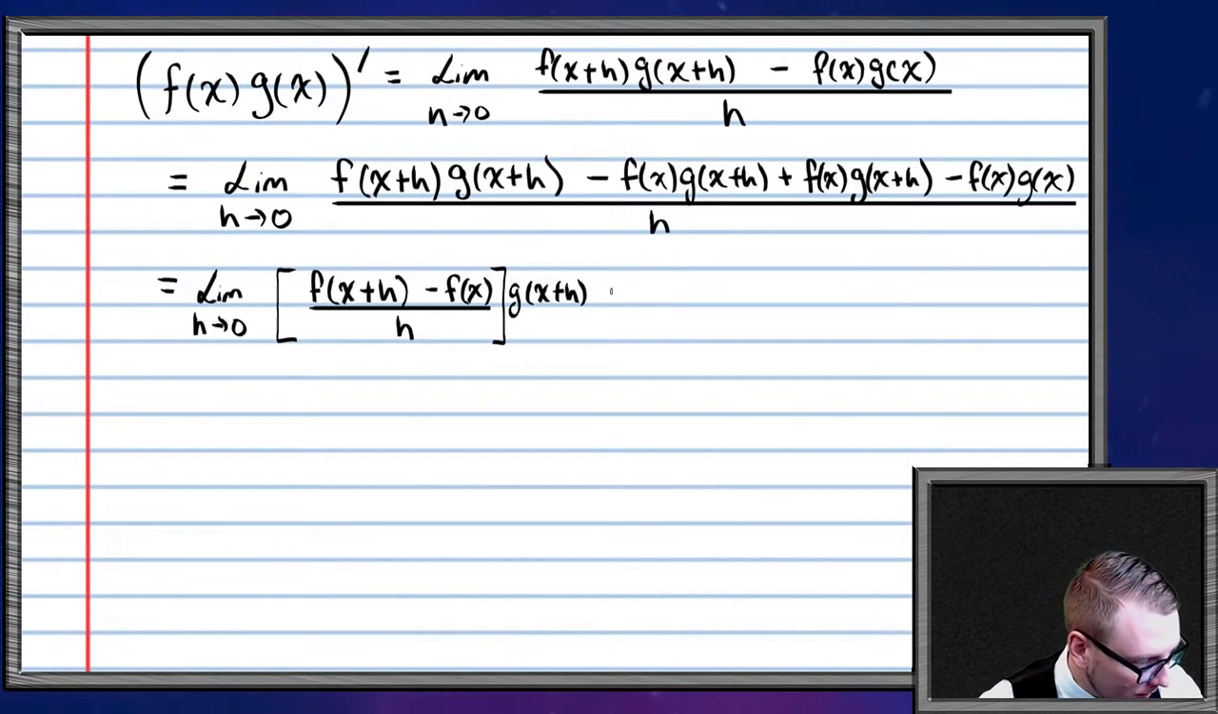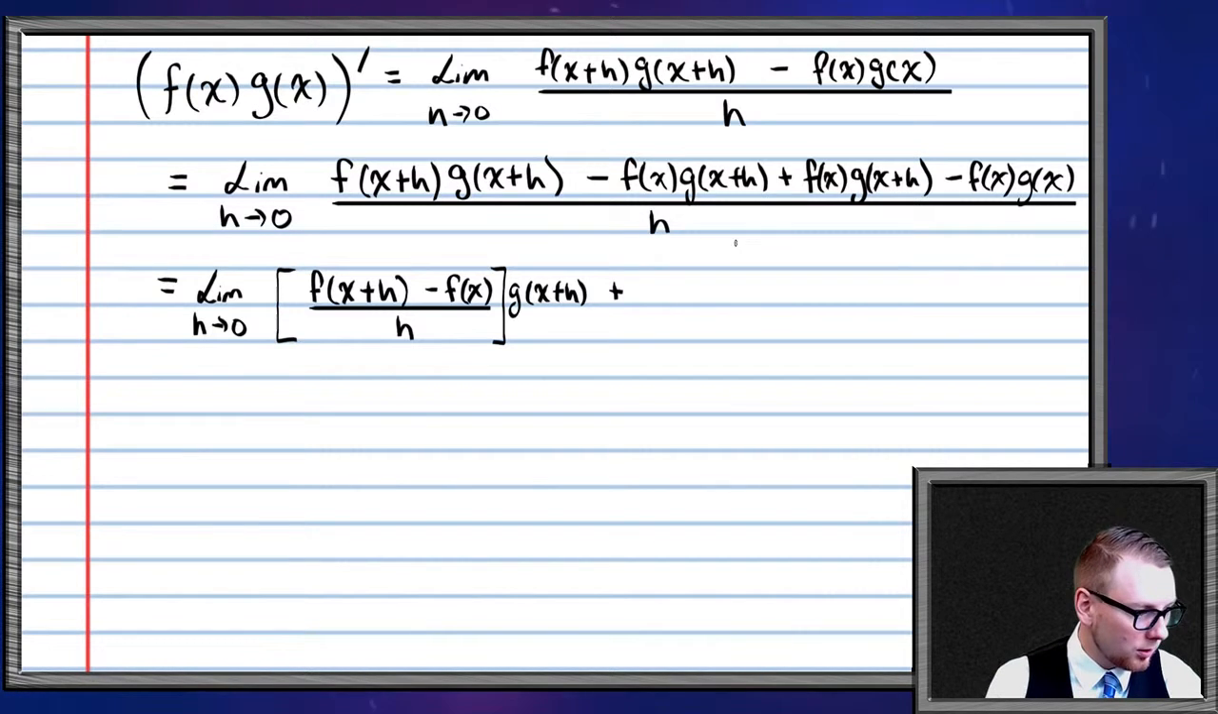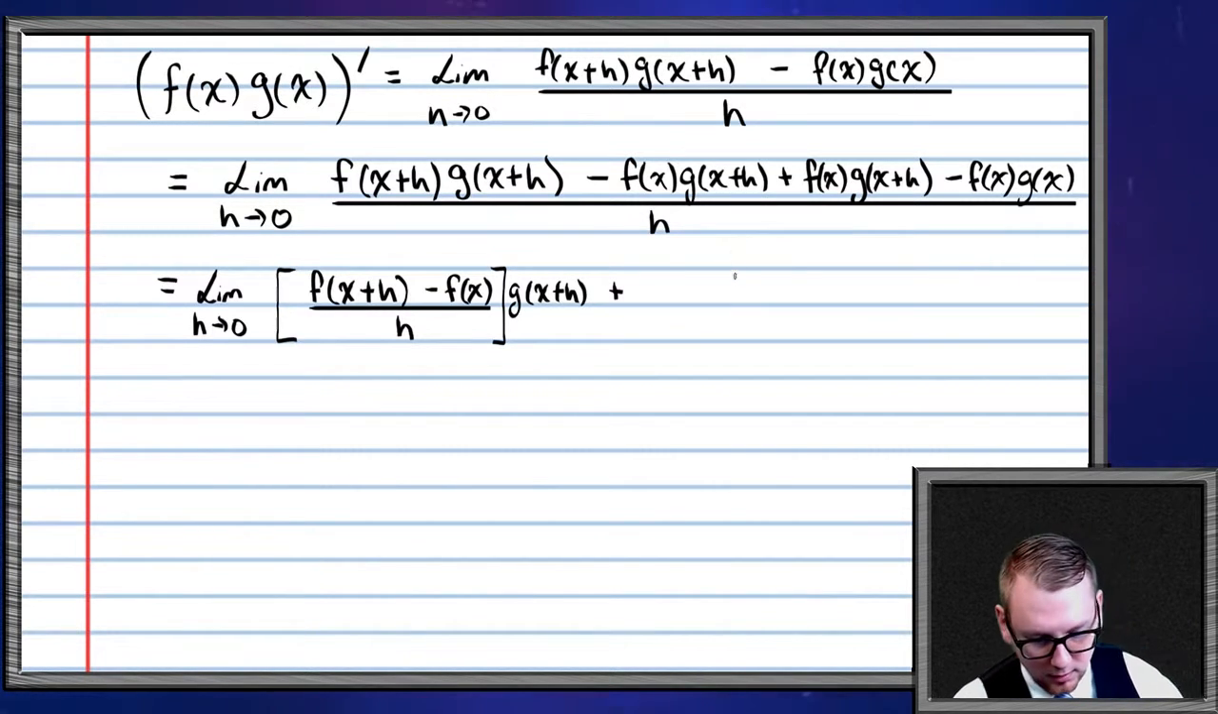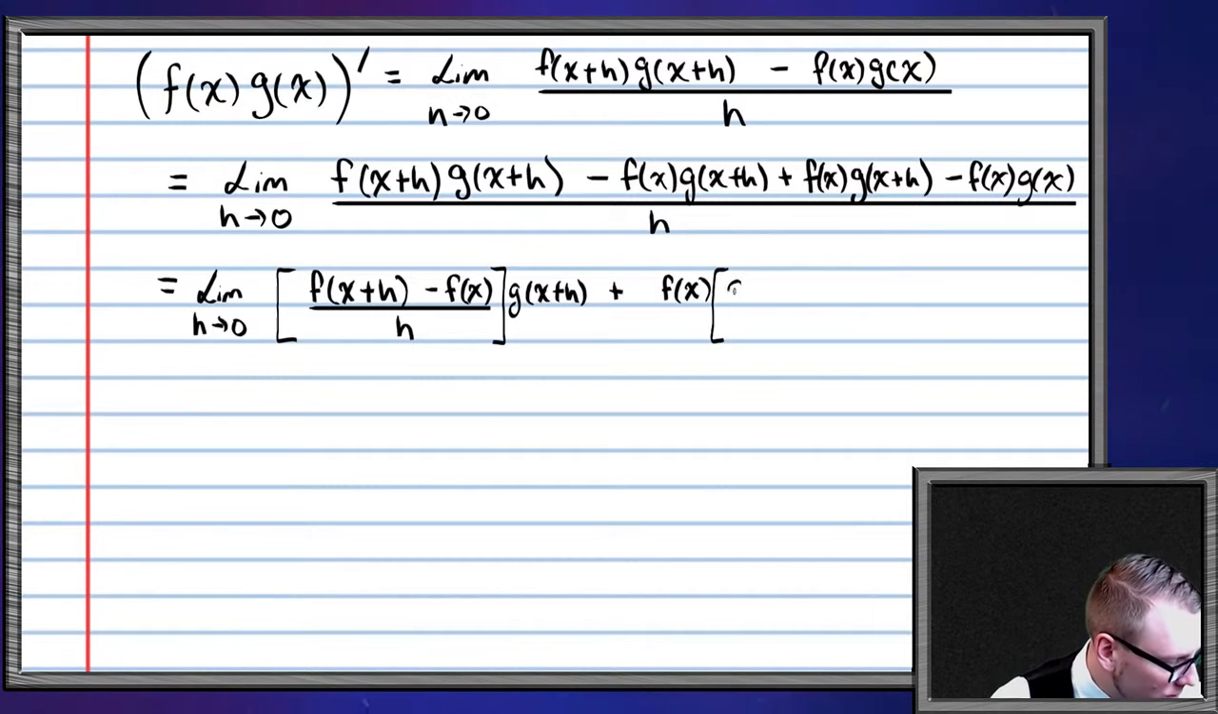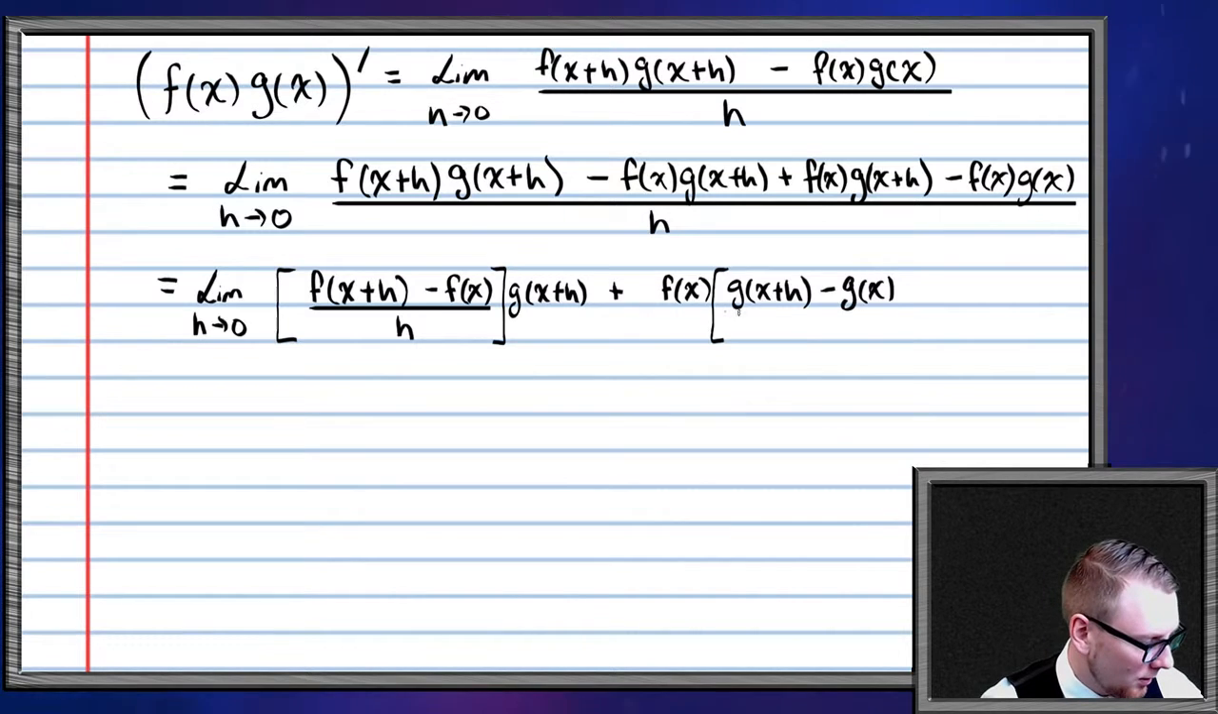And we're going to add the other grouping. We're going to take out f of x, so let's take it out on the left. And then that's multiplied by g of x plus h minus g of x, all over h.